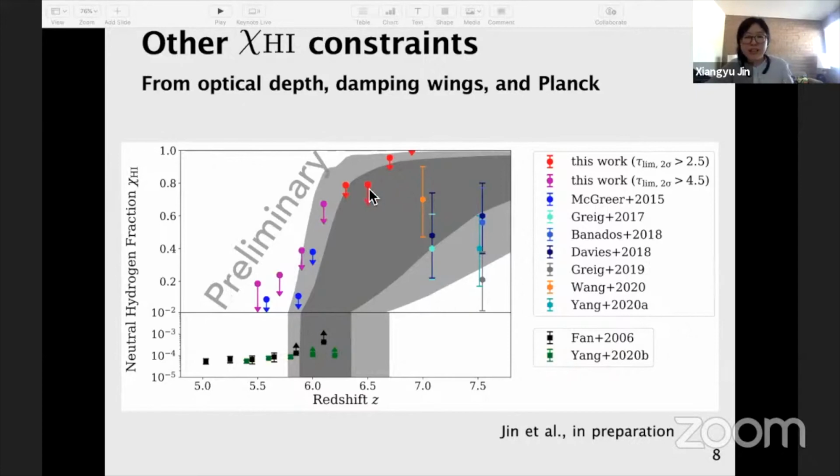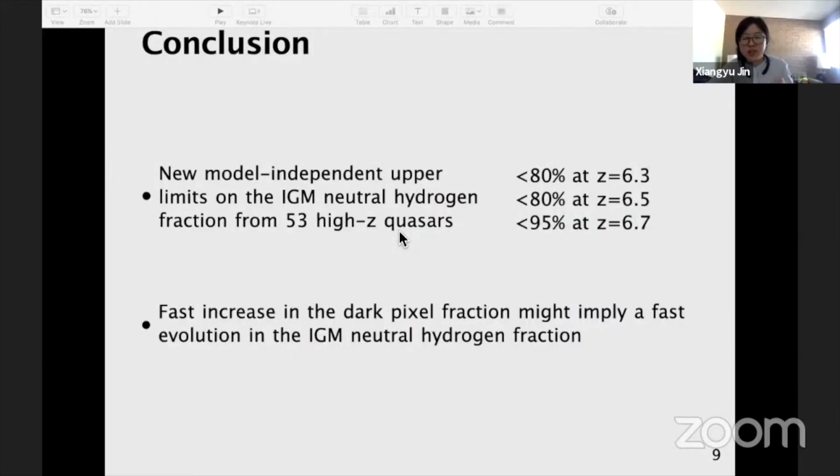And this might indicate that the evolution of the IGM neutral hydrogen fraction is evolving very fast in this redshift range. Now let me briefly summarize our work. We derive new model-independent upper limits on the IGM neutral hydrogen fraction from 53 high-redshift quasars based on the dark pixels in the Lyman alpha and beta first.